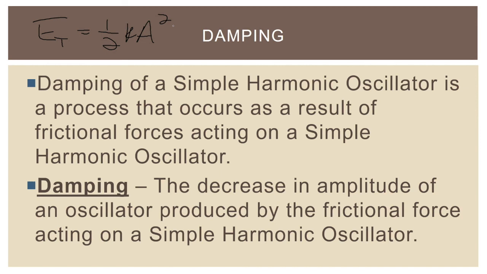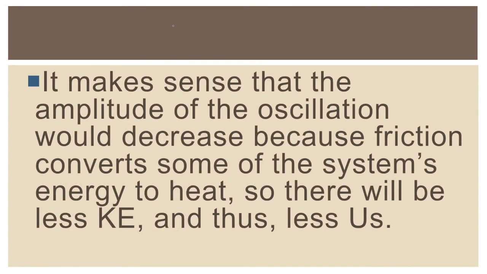Now, I think this really makes sense because friction always does work to convert mechanical energy to heat. And so essentially all we're saying here is that it makes sense that the amplitude of the oscillation would decrease because friction converts some of the system's energy to heat. So there'll be less kinetic energy. That makes sense. The speed is going to get lower. There's going to be less elastic potential energy too.